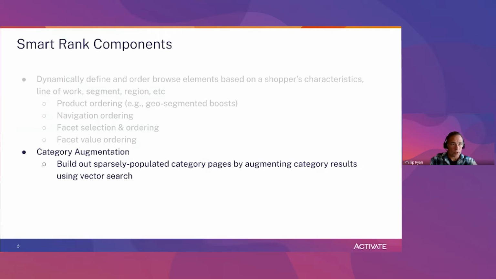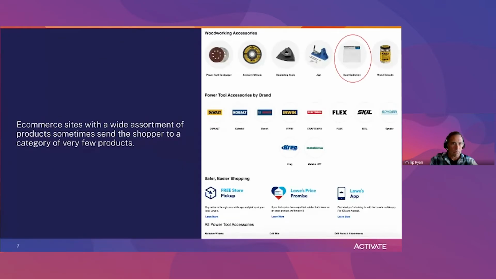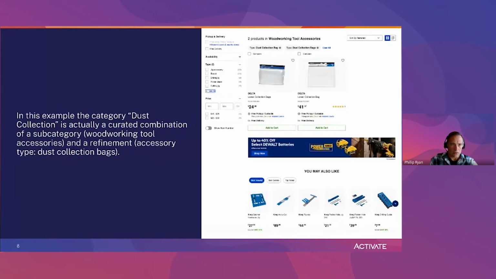This would not only potentially increase the conversion on that page, but it also makes that page more interesting from an SEO perspective. By way of example, what we're looking at here is a Lowe's site, and it's a specific landing page associated with power tools, accessories. And there's this option to go to dust collection. Now, dust collection in this context, if you were to click on that link, would take you to this very specific definition of dust collection. In this case, it's a couple of dust collection bags.